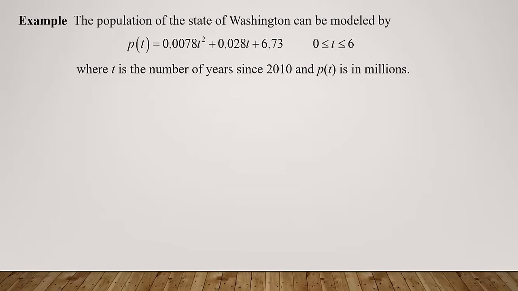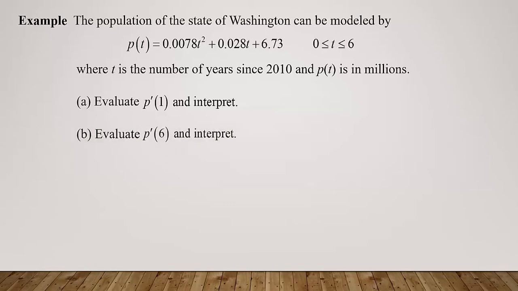The population of the state of Washington can be modeled by that function on the interval 0 is less than or equal to t is less than or equal to 6. In this situation, t is the number of years since 2010, and p of t is the population in millions. In part A, we are going to evaluate p prime of 1 and interpret. And then in part B, we'll evaluate p prime of 6 and interpret. So as always, folks, get this written in your notes because I'm heading off to the chalkboard to work through it.